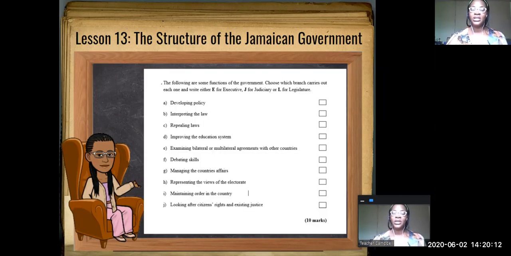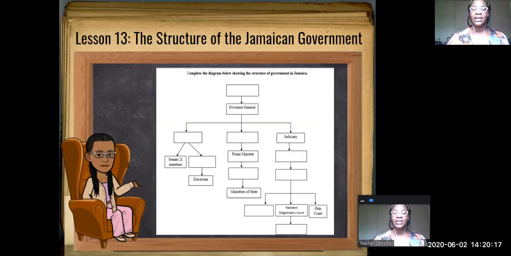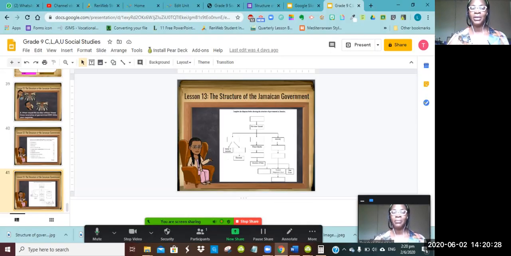Then there's a little quiz for you to do. This is somewhat like the quiz, but not exactly the quiz. You're going to select the various forms of government, branches of government, and the functions that they perform. And then there's a chart for you to also complete. Those two activities will be graded. So that's about it. Hope you're enjoying your time at home. I know it can be stressful, but nonetheless, we're fighters and we'll get over it.